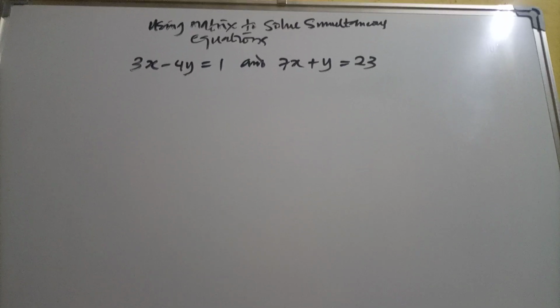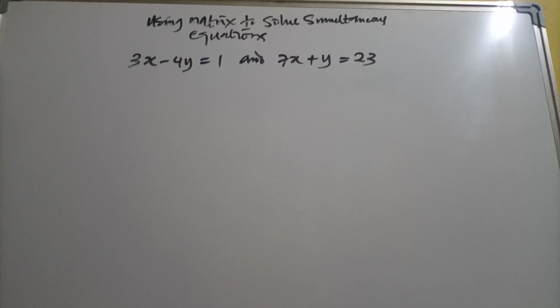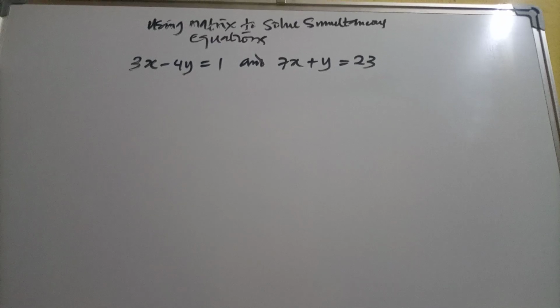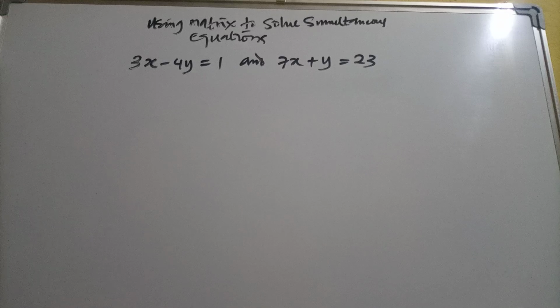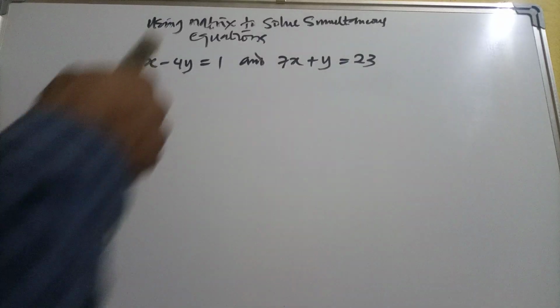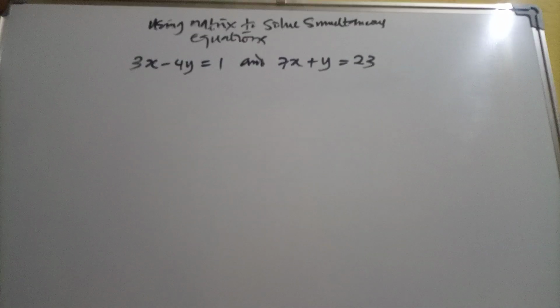So we're looking at using matrices to solve simultaneous equations. We have the simultaneous equations 3x minus 4y is equal to 1 and 7x plus y is equal to 23. So we are going to change it into matrix form. How do we change it into matrix form?